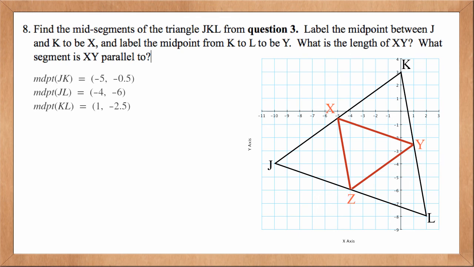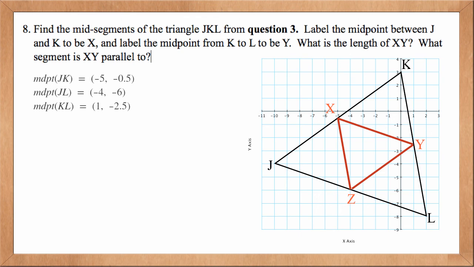Now we connect all the midpoints and we get a triangle within a triangle. Label the sides just the way the instructions are telling us to. X is between J and K. Y is between K and L, and Z is between J and L. So the first question we're asking here is, what is the length of XY?